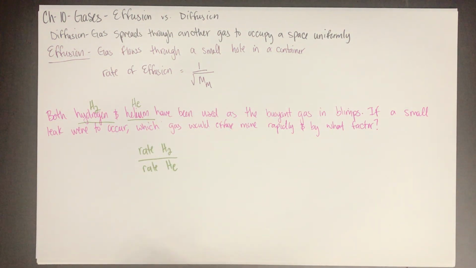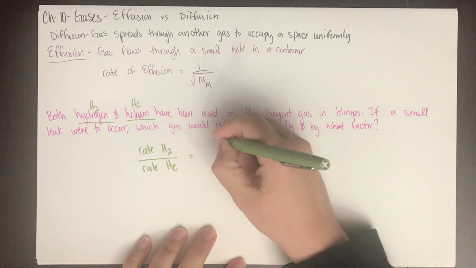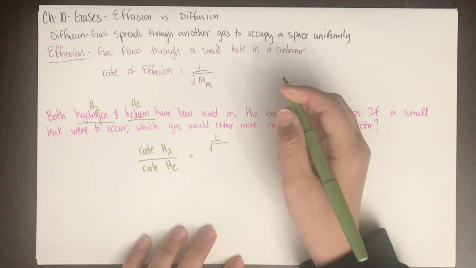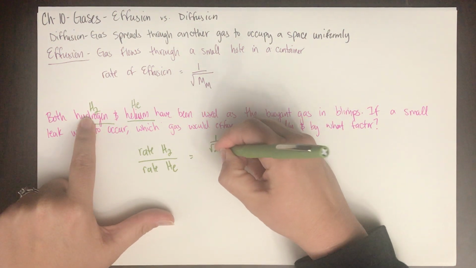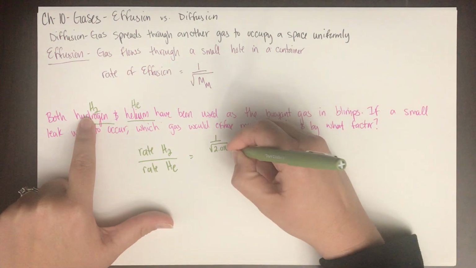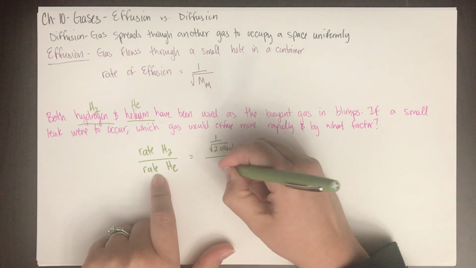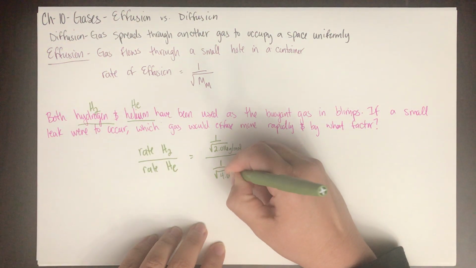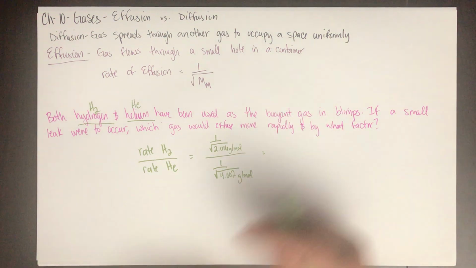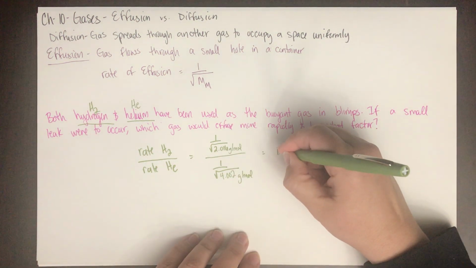So I'm going to compare the rate of hydrogen to the rate of helium, and see what each of those rates is. Up top, 1 over the square root of the molar mass of hydrogen, H2, which is about 2.016 grams per mole, over the rate of helium, which is 1 over the square root of the molar mass of helium, 4.002 grams per mole. Comparing these two rates, you get a factor of about 1.4.